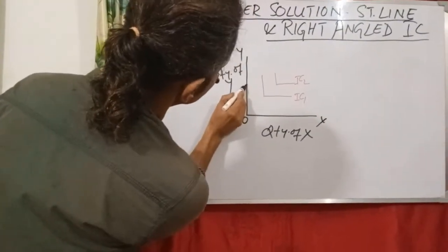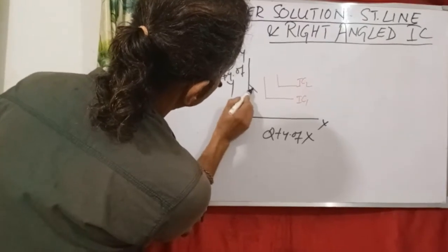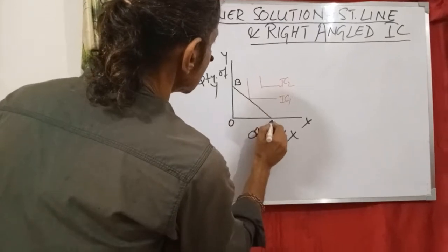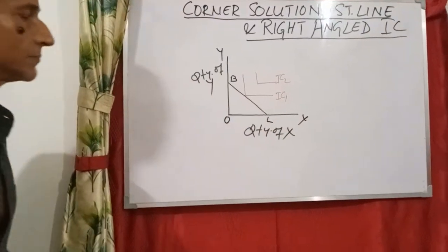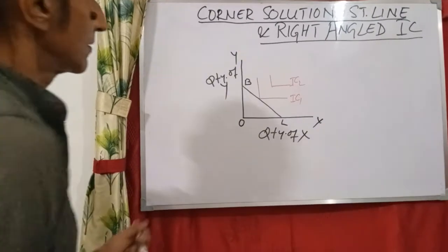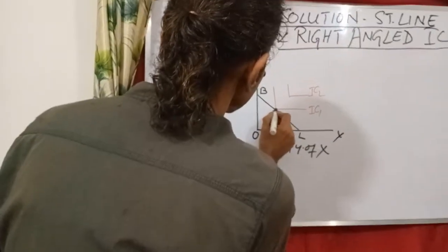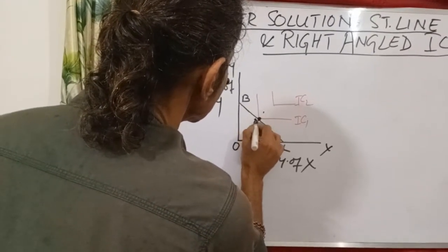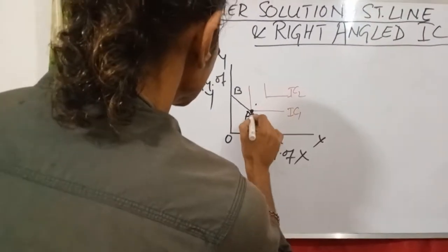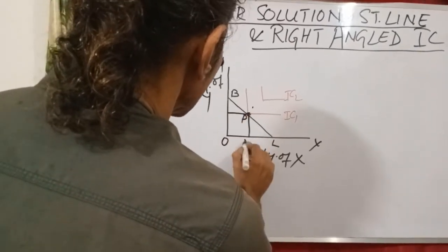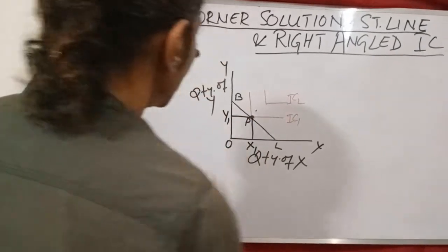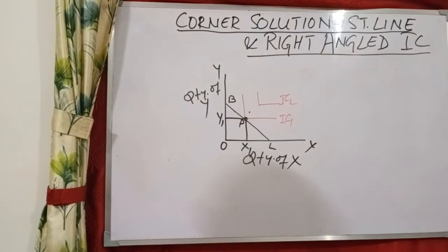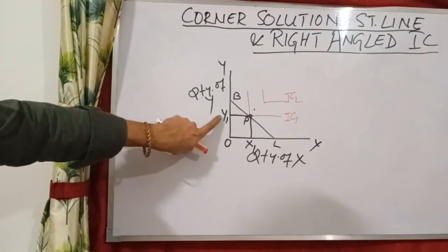Now let this be the budget line. Say this is point P, with OX1 and OY1. The consumer is in equilibrium at point P by consuming OX1 units of X and OY1 units of Y.